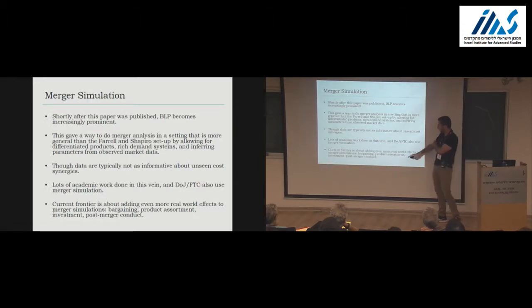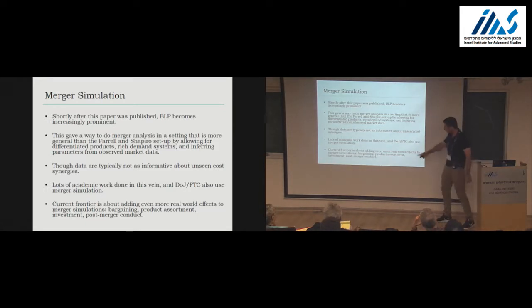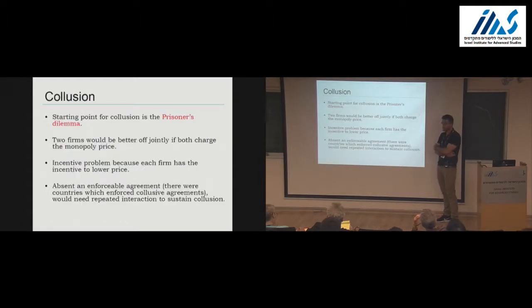Okay, I'd say that the current frontier is about making it even more realistic. Adding dynamics, which haven't really gone into the policy world as much. Bargaining, we talked a ton about that. Product assortment, Alon will talk about that. Investment, which is, I think, our Achilles heel of merger analysis, and post-merger conduct, which is to say, one thing people worry about after mergers is that collusion increases. So we're going to look at empirical papers that are about this stuff. That's the current frontier of research. That's what I want to say about merger control.